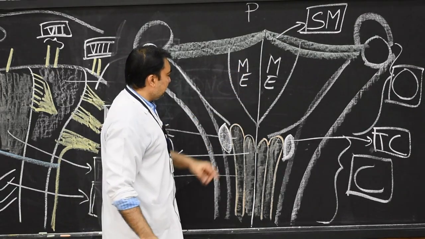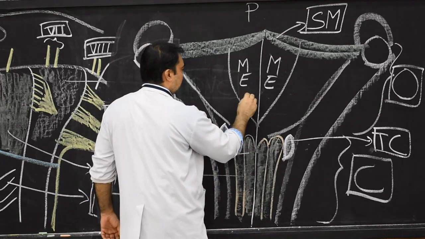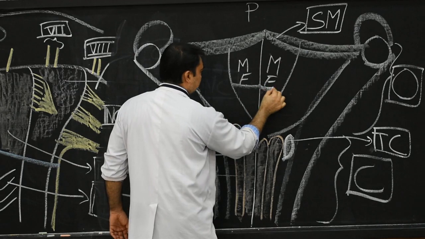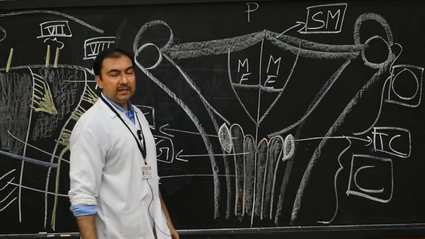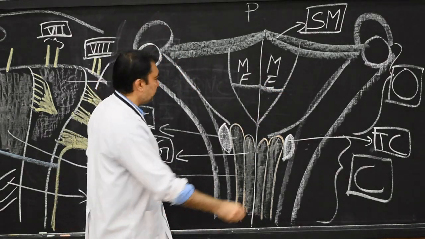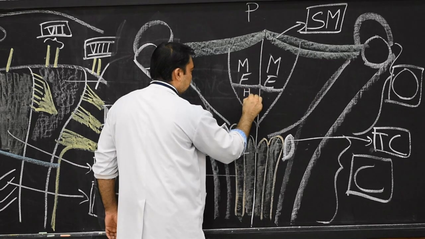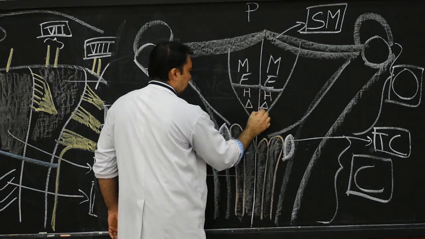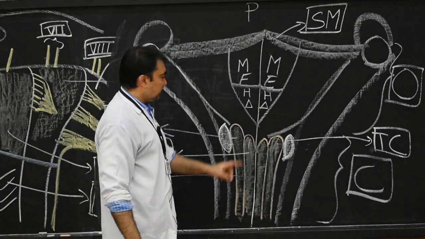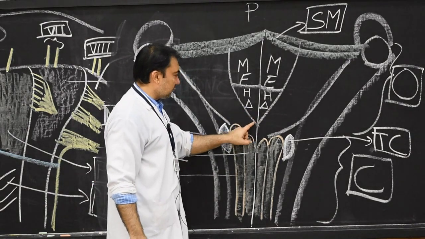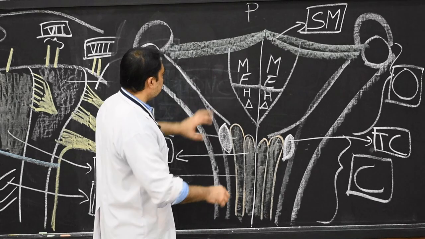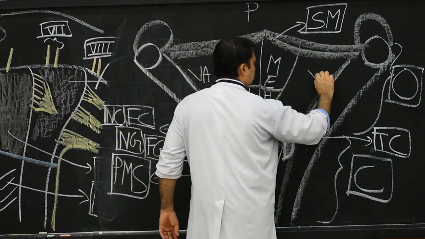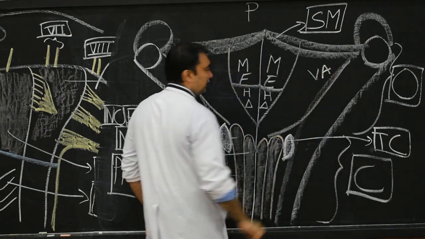Here in this medial eminence there will be a triangle, and the triangle which is formed will be known as the hypoglossal triangle. So here I will mention this as hypoglossal triangle, apex pointing downwards. On the lateral side, this area will be known as the vestibular area.